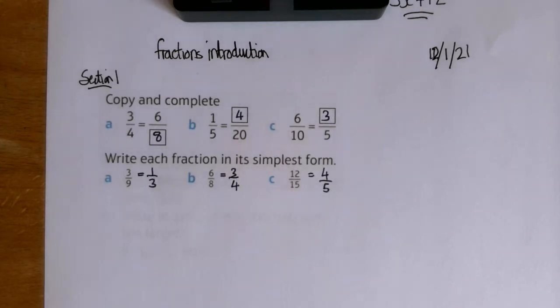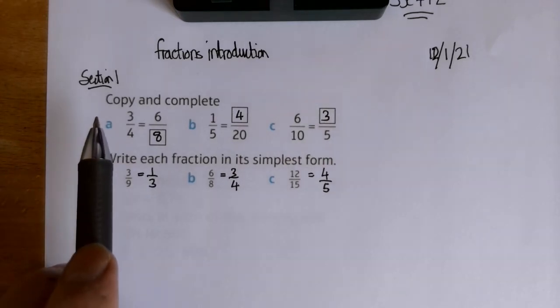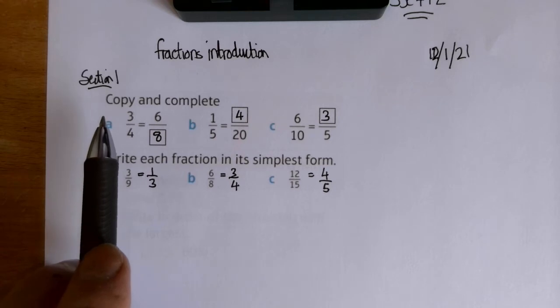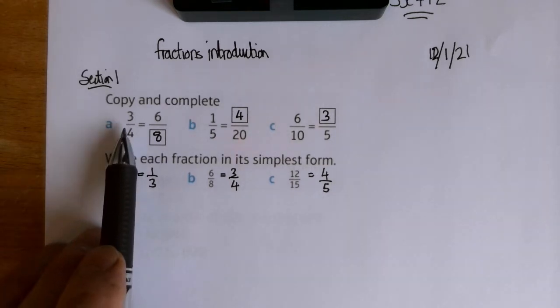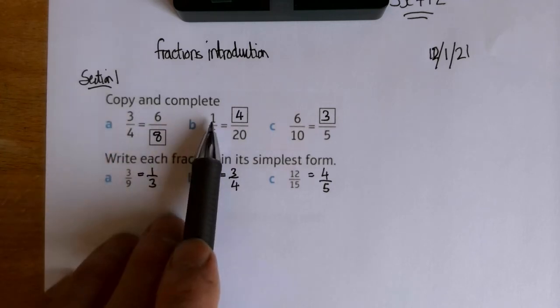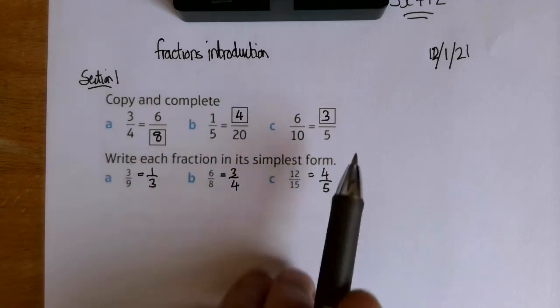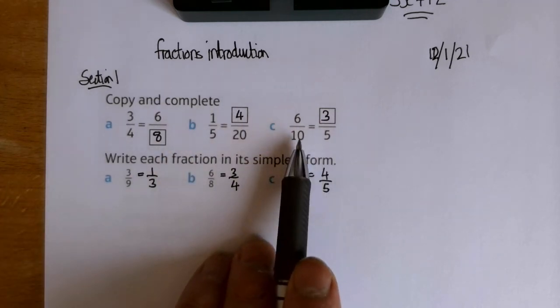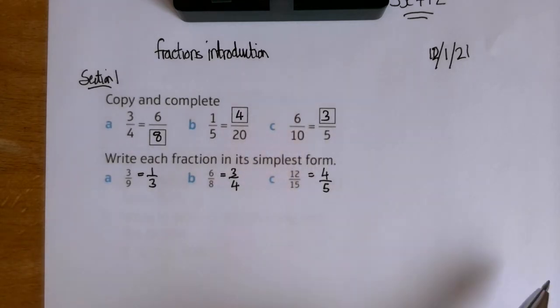How'd you get on with that? So the first question is all about this idea that you can change a fraction as long as you multiply the top and the bottom, the numerator and the denominator, by the same thing. So in this question, the top had been doubled, so we had to double the bottom. In this question, the bottom had been multiplied by 4, so we had to multiply the top by 4. And in this question, the bottom, the denominator, had been halved, so we had to halve the numerator.